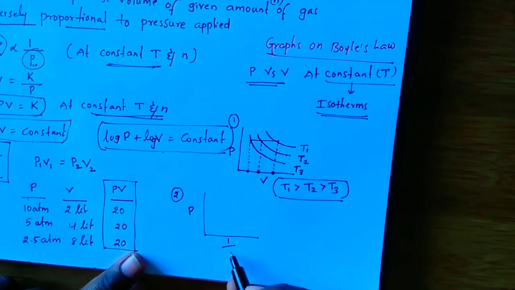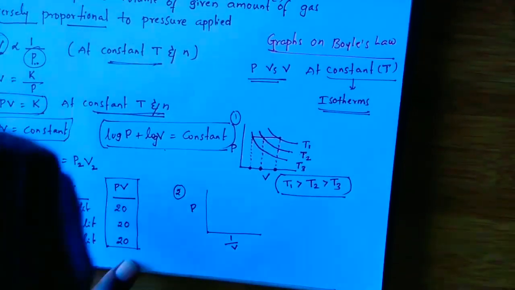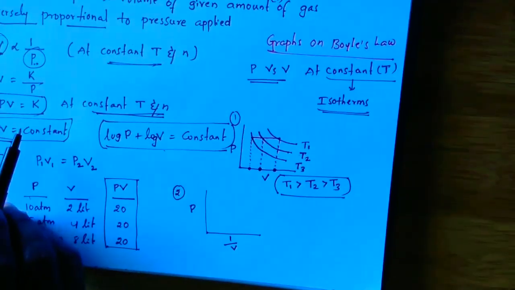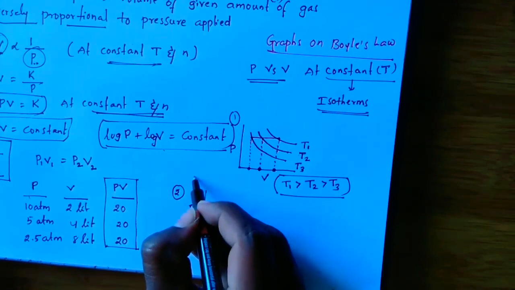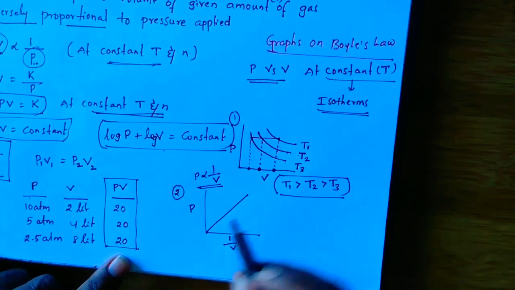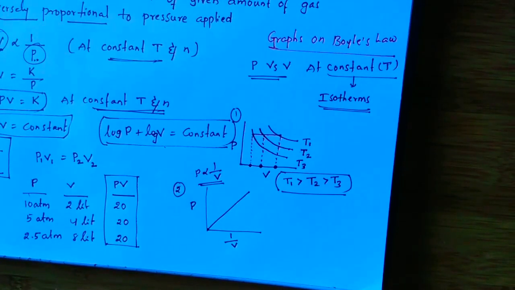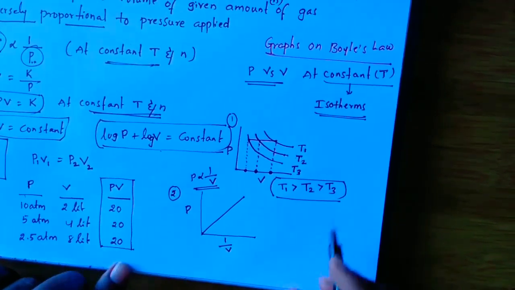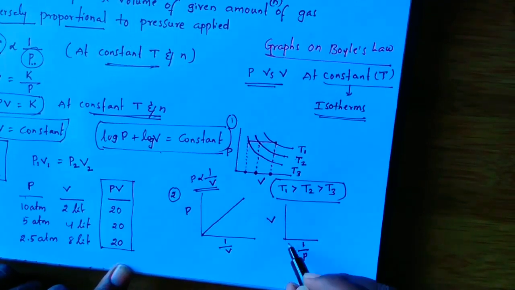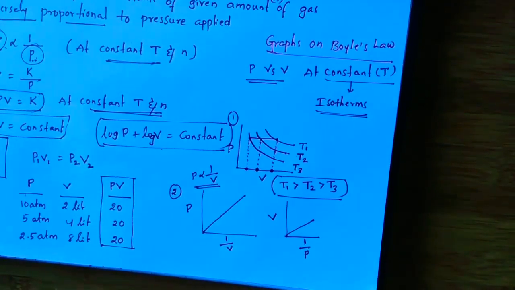P versus 1 by V, pressure of gas and inverse of volume. Okay. So what is the relation here? Directly proportional. Volume is directly proportional to 1 by P, or you can say pressure is directly proportional to 1 by V. So if pressure increases, the 1 by V value also increases. Right. Next, the relation between volume and 1 by P, same, volume and 1 by P, increasing.